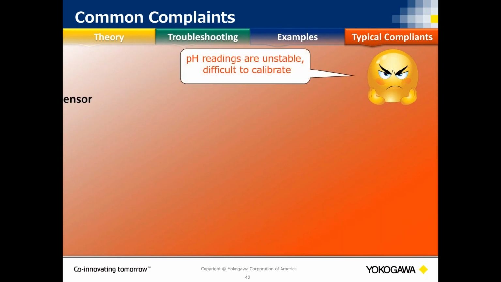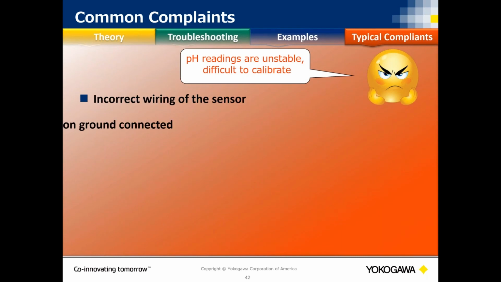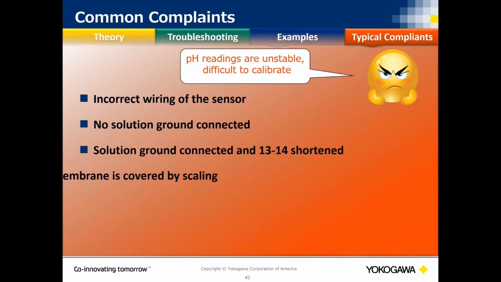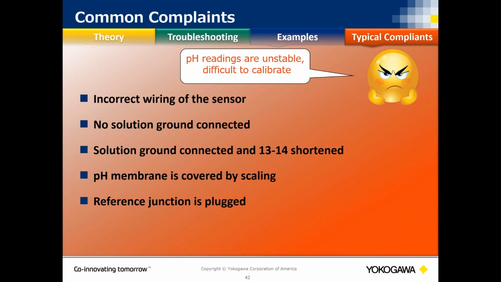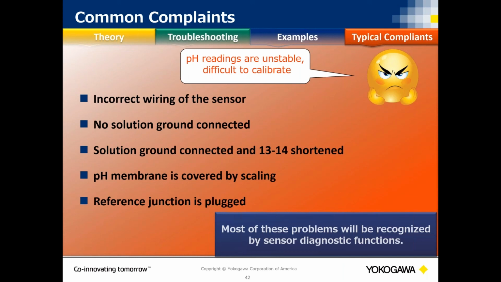The other most common complaint is that it's unstable and difficult to calibrate. Incorrect wiring, no solution ground. Remember, if you don't have good grounding, you get noise that goes all the way up into the pH measurement, an unstable reading, okay? So we can jumper our reference and your solution ground together, and that will lock in and give you a stable reading. If you don't want any alarms, then you can leave it like that, but it's not ideal. Just make sure you ground the whole system.